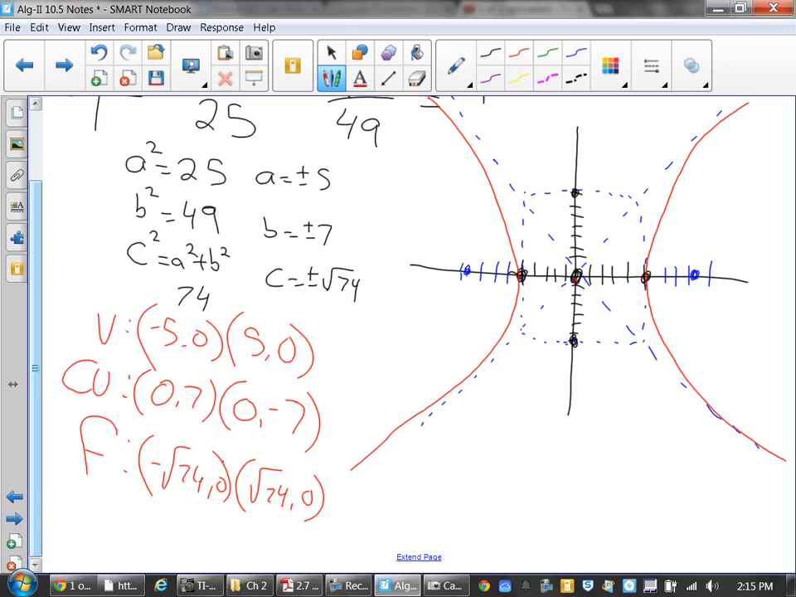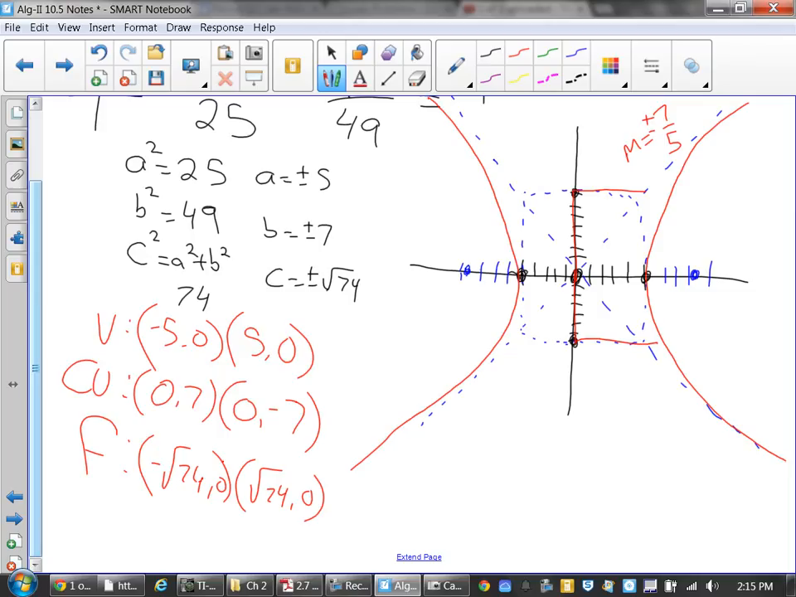Slope is rise over run. We went up 7, right 5. So your slope is 7 over 5. But notice you also can go down 7, right 5. So it's plus or minus 7 fifths. The line is 7/5 x plus b, and b is 0.